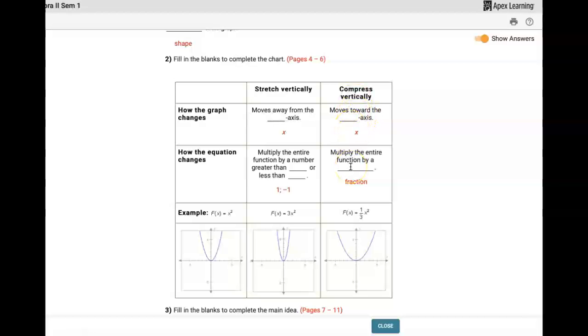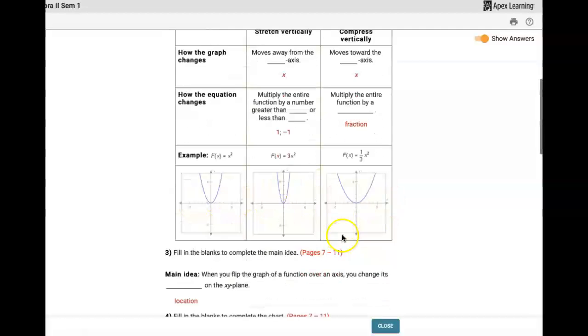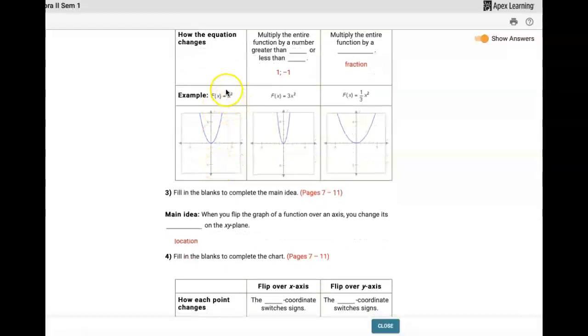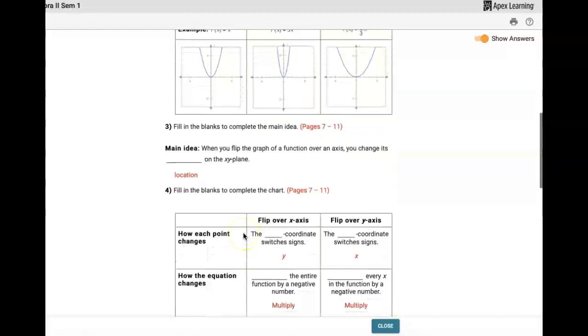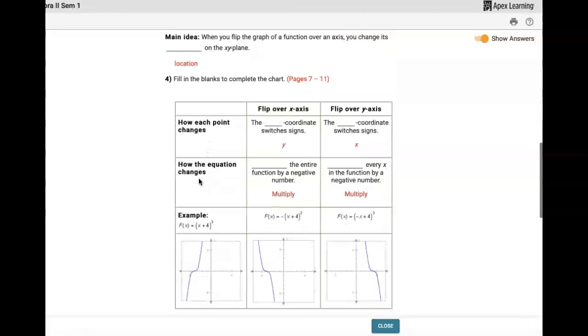And you're going to multiply the entire function by a fraction, right? So there's a couple examples here, and what that might look like is, again, you pull straight up here, you kind of push flatter down here, and those are just 3 basic shapes for a graph of x squared. All right, and then when you flip the graph over an axis, either the x or the y axis, you're changing the location of the graph.